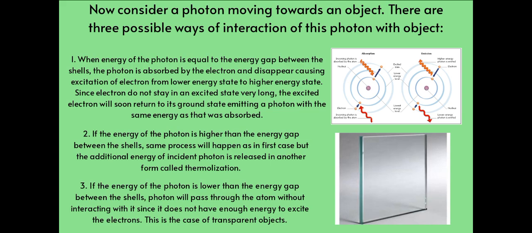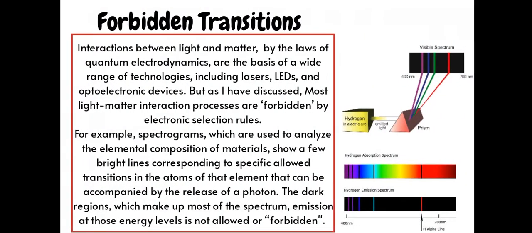Second, if the energy of the photon is higher than the energy gap between the shells, the same process will happen as in the first case, but the additional energy of the incident photon is released in another form called thermalization. Third, if the energy of the photon is lower than the energy gap between the shells, the photon will pass through the atom without interacting with it, since it does not have enough energy to excite the electrons. This is the case for transparent objects like glass.